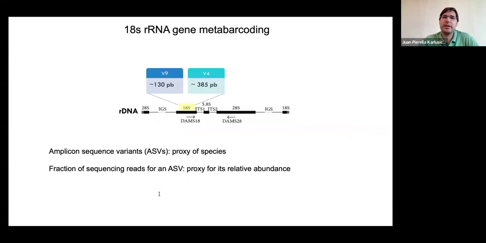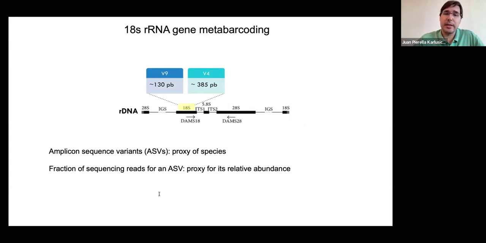For the metabarcoding of the 18S ribosomal RNA gene, we targeted two types of regions. The gene has different types of variable regions that can be used for these taxonomic studies. One region that was targeted was the V9 region, which is around 130 base pairs in length. In parallel, the V4 region was also targeted, which is almost 400 base pairs in length.